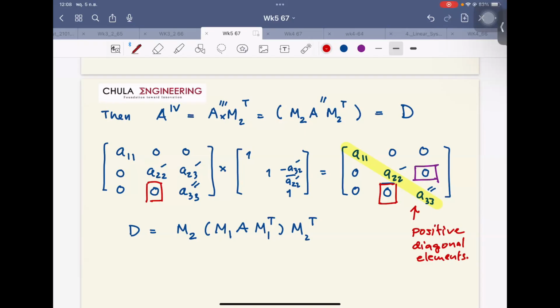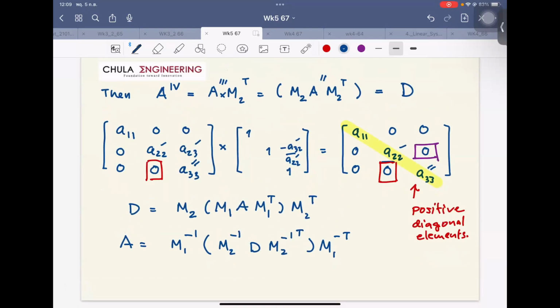Now in linear algebra, the determinant is equal to the product of eigenvalues. If you have all eigenvalues positive, it means that you have a positive determinant. So here we have the positive diagonal elements, and we can write A, right? By some manipulation, A is M1 inverse, M2 inverse, D, M transpose inverse. And this is my L. This is D. This is L transpose.